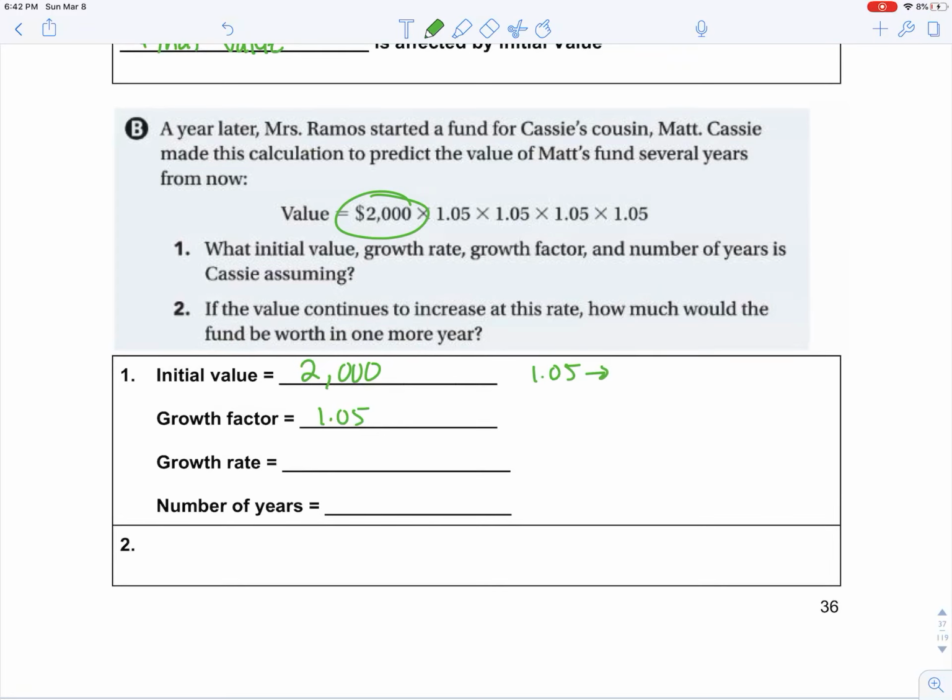Let's change it into a growth rate. So I'm going to change 1.05 into a percentage. That's 105%. Then I'm going to subtract 100%, and that is my growth rate, which is 5%. And how many years? Well, this is 1 year, 2 years, 3 years, 4 years. And there you go. If the value continues to increase at this rate, how much would the fund be worth in one more year?